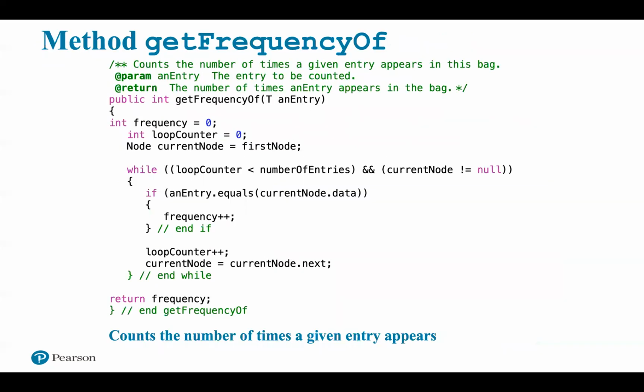Okay, let's look at a couple of methods. The first is getFrequencyOf. To count the number of times a given entry appears in a bag, we must traverse the chain of nodes and look at the entry at each one. The traversal is much like the one we used in the method toArray. Thus, if currentNode will reference the node that we want to examine, we set it initially to firstNode, the first node in the chain, and then use the statement.